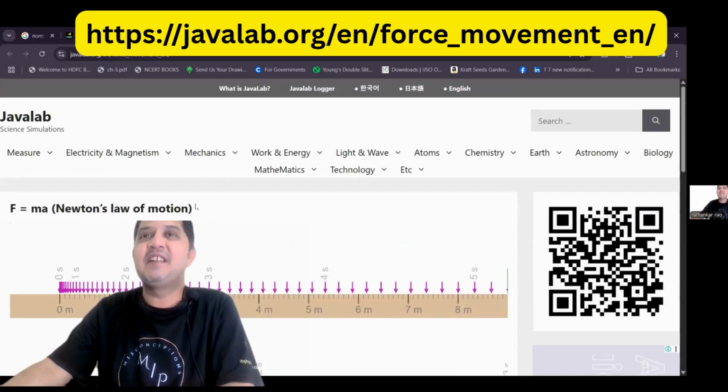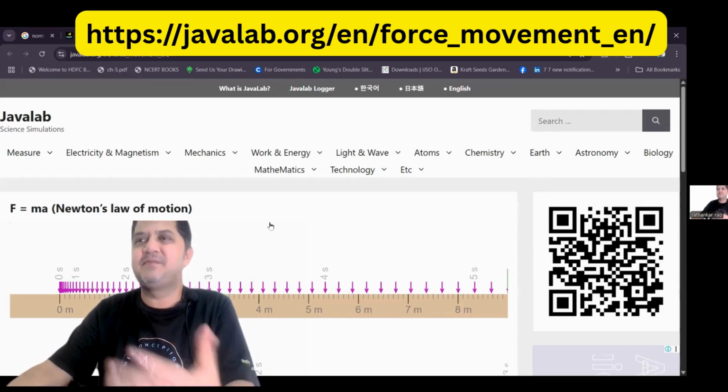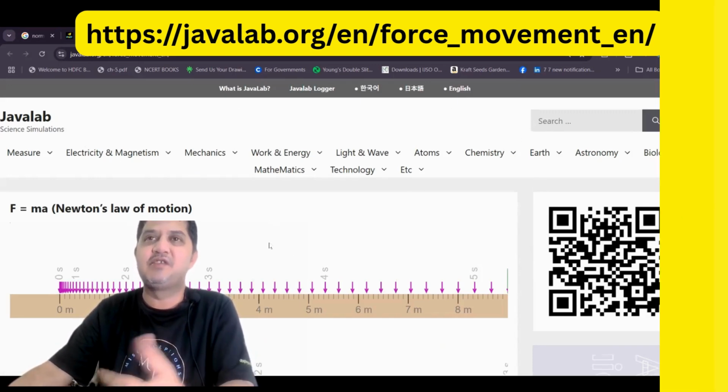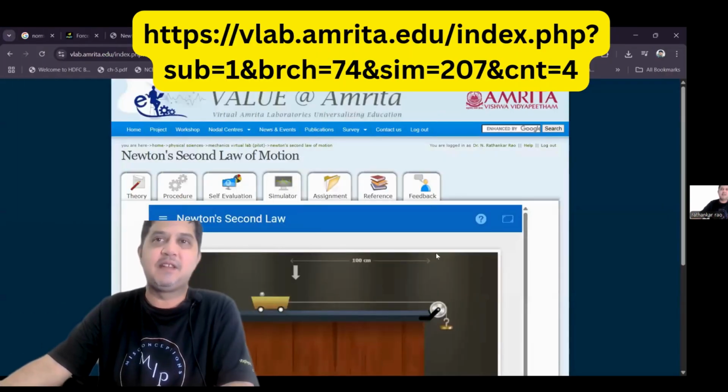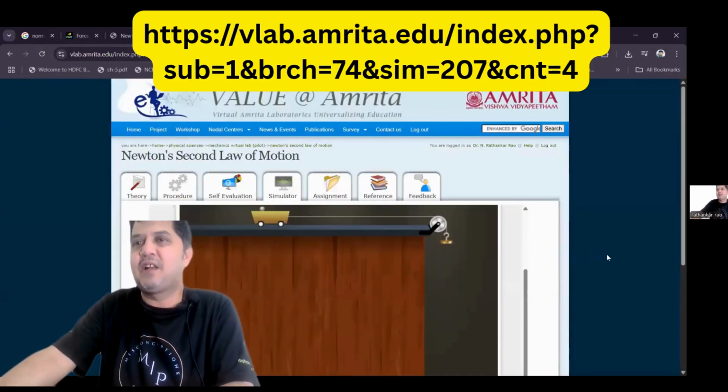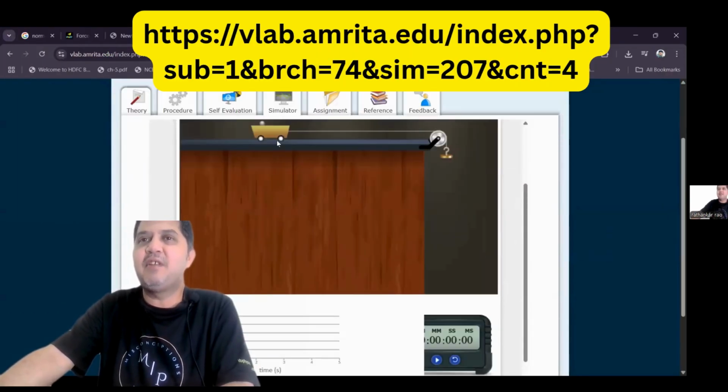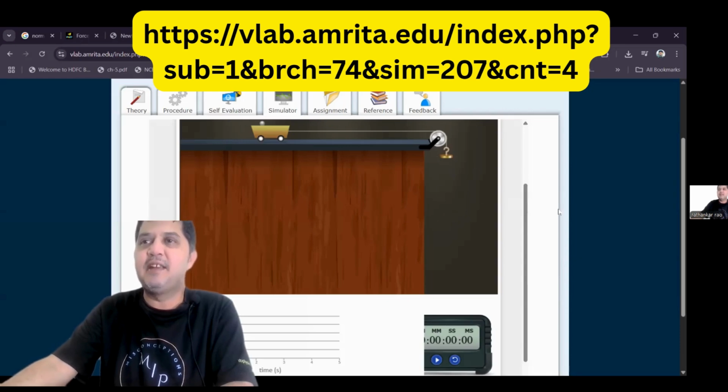Next, let us move on. There are many tools over here. As we keep on looking into it, we'll look into all these tools also, right? This one from Amrita Labs is one of the wonderful tools, wherein you have a cart and you have a pulley over here, which is fastened to a string and a mass over here. It is assumed that there is no rotation, or that the pulley has a mass.